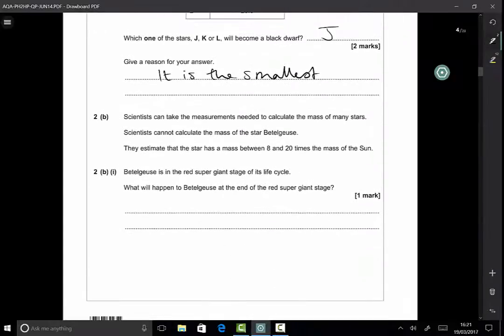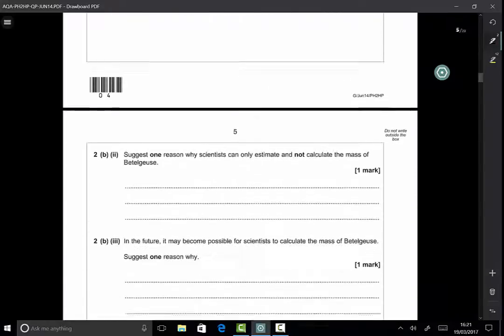Okay. Scientists take measurements needed to calculate the mass of many stars. They can't calculate the mass of the star Betelgeuse. They estimate that it has a mass between 8 and 20 times the mass of the sun. So we're looking at a big star. It is in the red supergiant phase of its life cycle. What will happen to Betelgeuse at the end of the red supergiant stage? So this is about knowing your stellar life cycle. It will turn into a supernova, which is of course the explosion of a star.